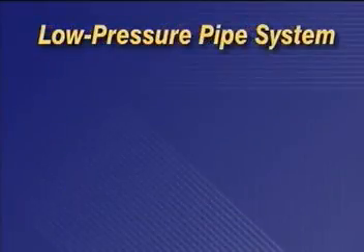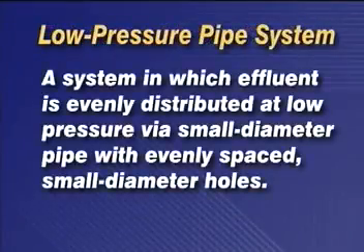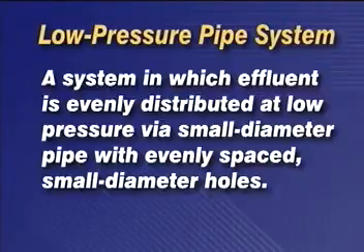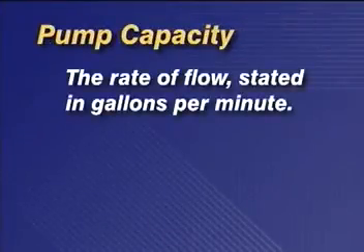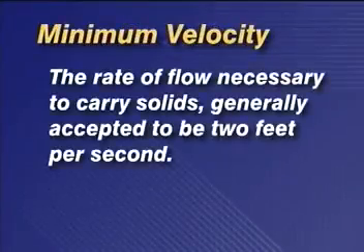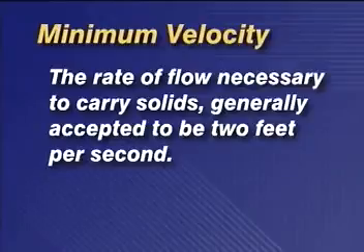Low-pressure pipe system, a system in which effluent is evenly distributed at low pressure via small diameter pipe with evenly spaced small diameter drilled holes. The conditions which dictate this type of system will be discussed later. Pump capacity, rate of flow stated in gallons per minute. Minimum velocity, the rate of flow necessary to carry solids, generally accepted to be 2 feet per second.